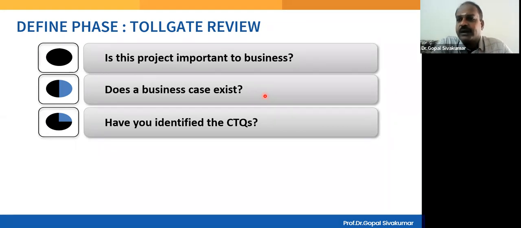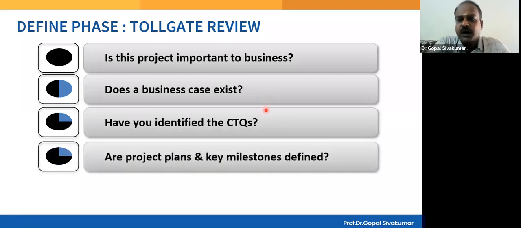And do you really have identified those CTQs? Are you also able to measure those CTQs using appropriate unit? And that's the third question. And the fourth question, are project plans and key milestones defined?